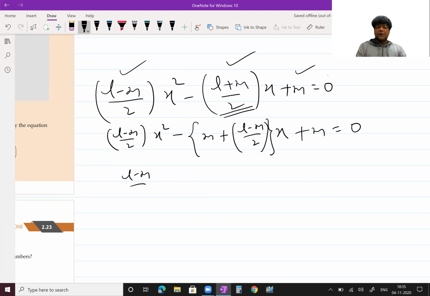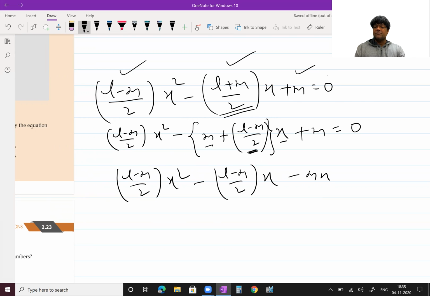L minus M by 2 into x square copied. Now I'm opening the bracket. Minus M into this, I will write first. So it will be minus L minus M by 2 into x, and this minus mx, now I am writing minus mx. And this plus M is equal to 0.